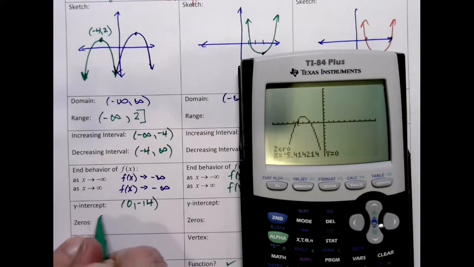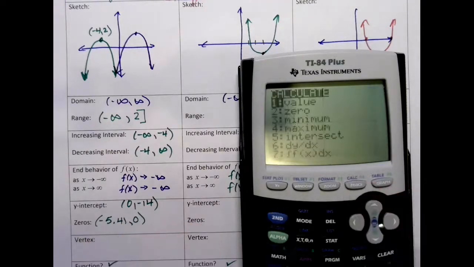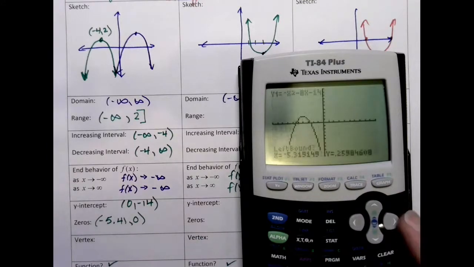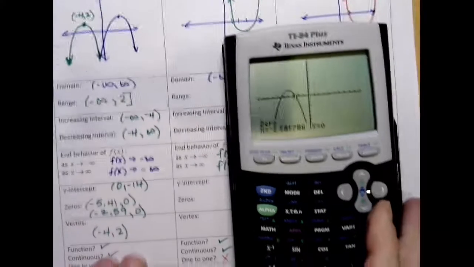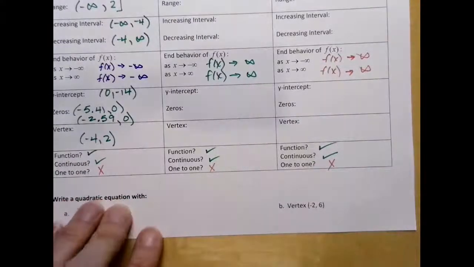So my first 0 is negative 5.41. And my second 0 is going to be negative 2.59. My vertex I had at negative 4, 2, and I think I'm good for this first graph.